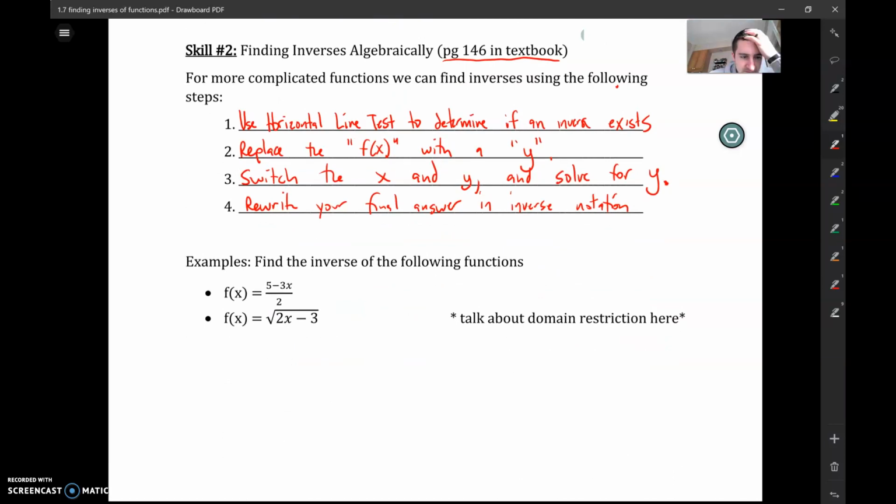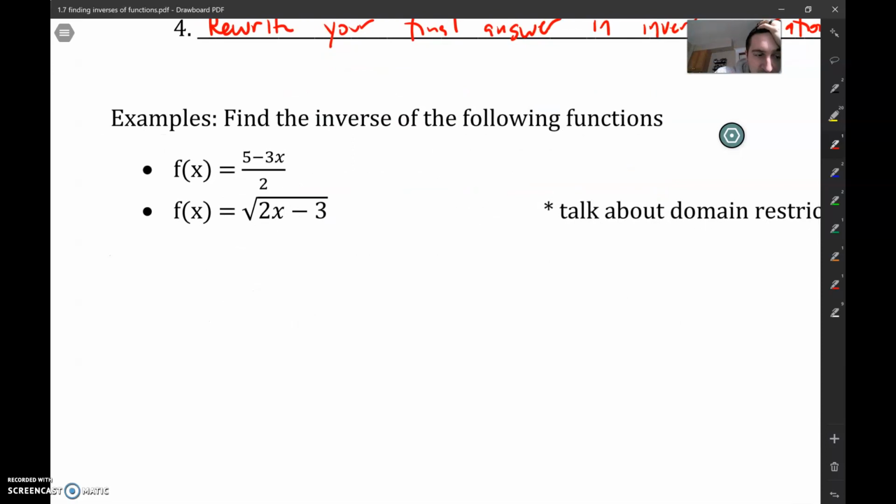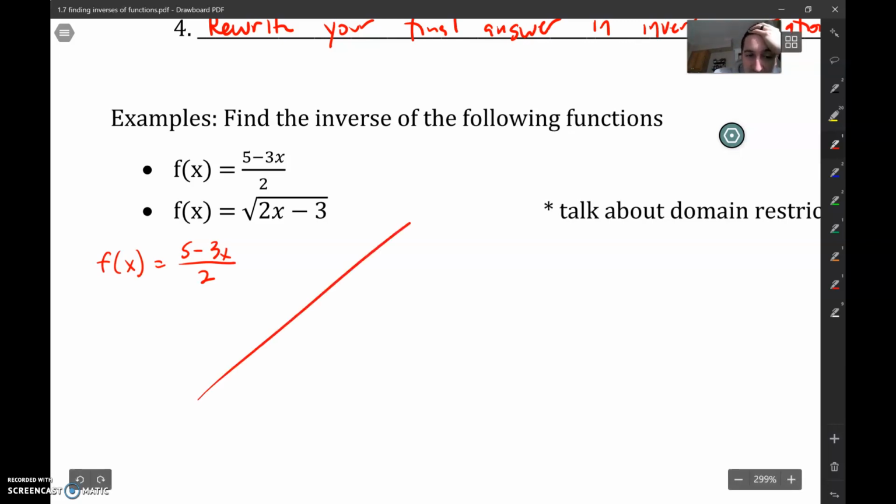Okay, let's choose the top one to start. We got enough space. So we're looking at f of x equals (5 minus 3x) over 2. Use the horizontal line test to determine if this graph has an inverse. Well, this is just an x to the power of 1, which means that this is just a linear graph. It's just a line, and a line passes the horizontal line test. So we're good. We do know that this function does have an inverse.